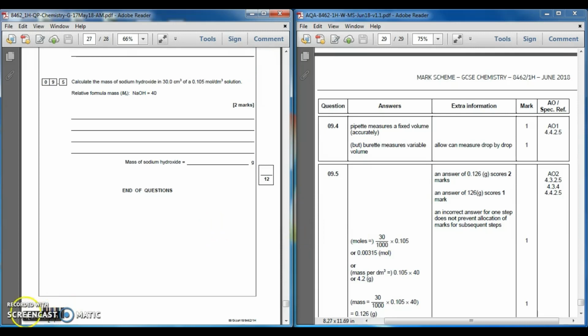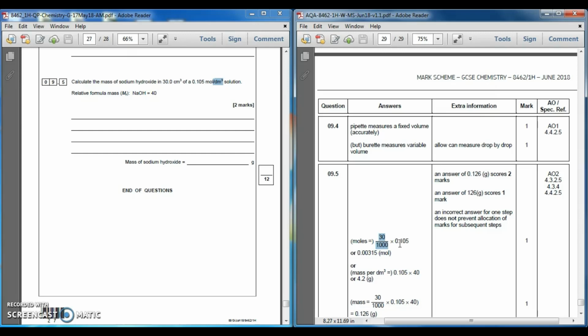Right, so the last one. 9.5. On 9.5, the way I'd expect you to get the answer is first of all work out the number of moles that you've got present. So you've got 30 centimetres cubed of a 0.105 mole per decimetre cubed solution. The problem there is they're not in the same units. So when you look at the example calculation over here, that's why we've converted by dividing by 1,000 to get 30 centimetres cubed into decimetres cubed.